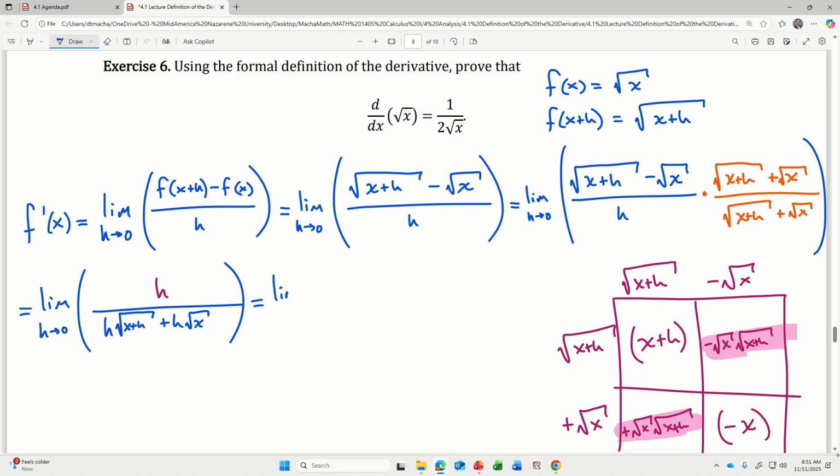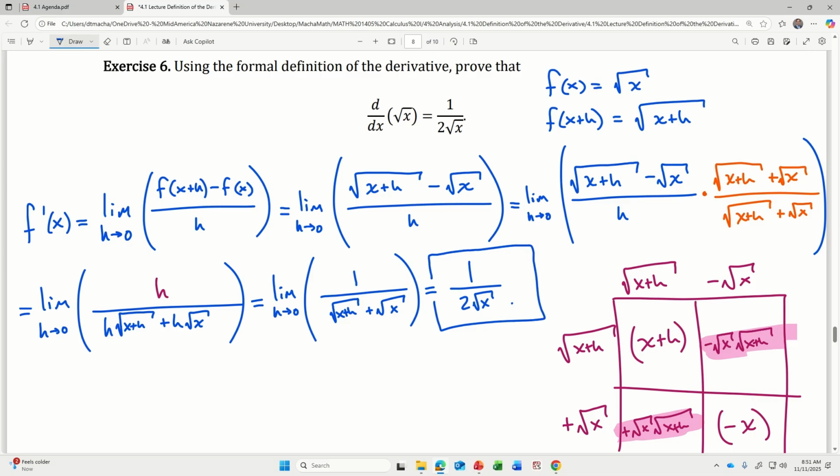Okay, how do I simplify this limit further? All the h's cancel, so you get h times square root of x plus h plus square root of x. Yes. The h's cancel. And then when I take the limit as h approaches 0, this is going to be 1 over square root of x plus square root of x, which is 1 over 2 times square root of x.